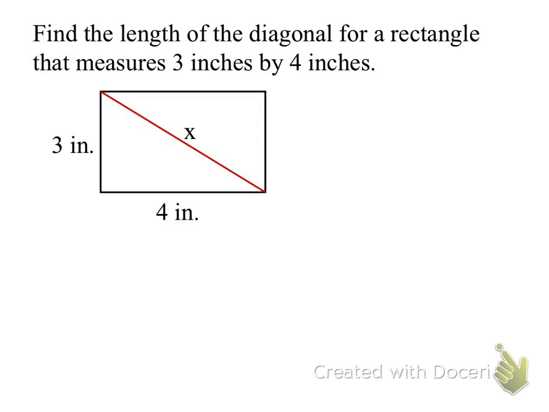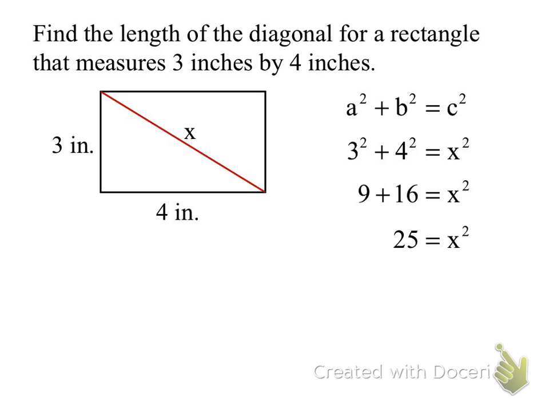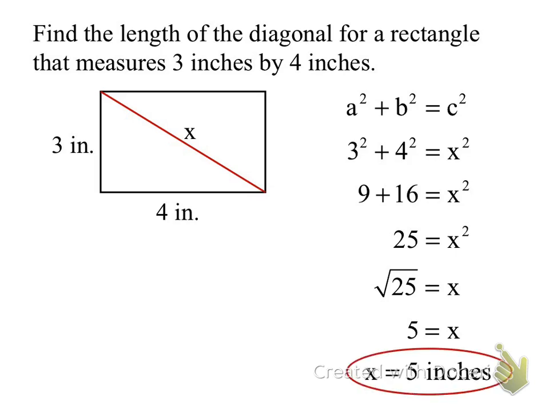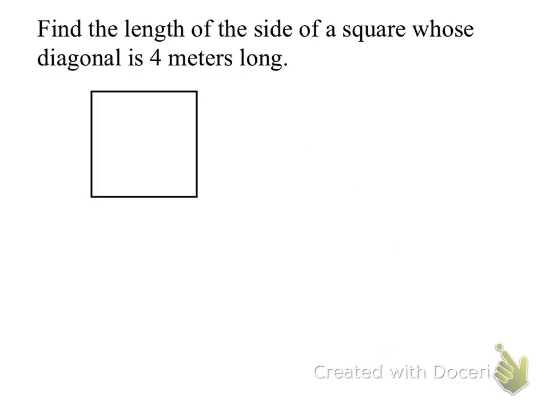5. Why? Because it's a Pythagorean triple. So we can substitute in 3 squared, 4 squared, and 5 squared. Okay. Let's keep going.